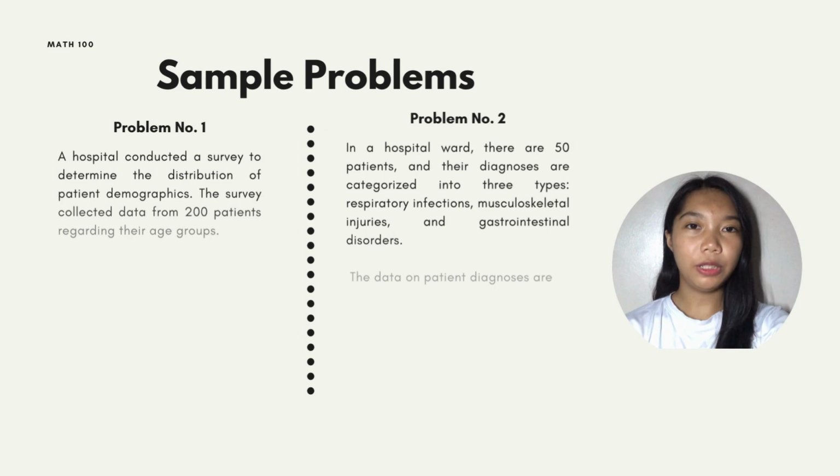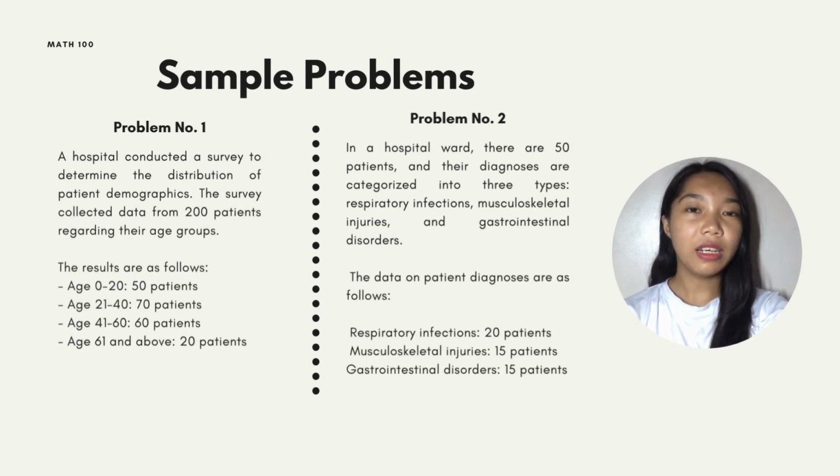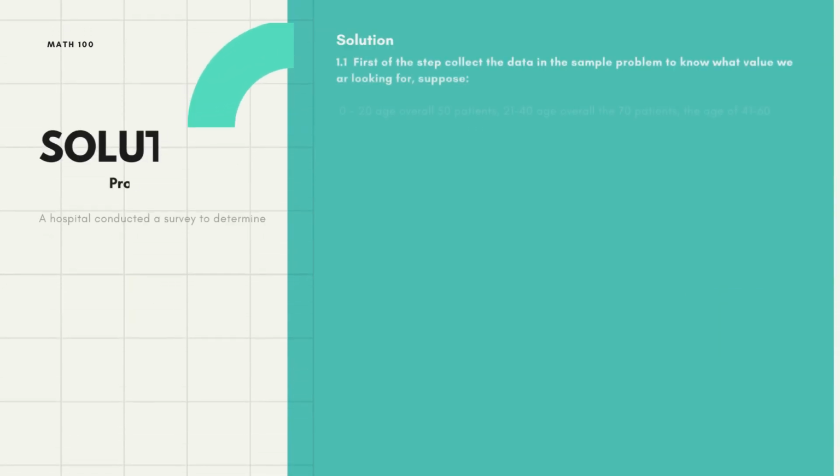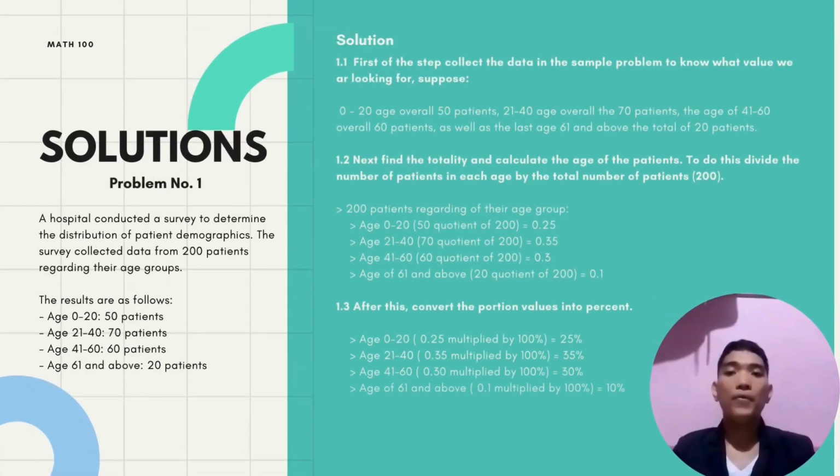Sample problem number 2. In a hospital ward, there are 50 patients and their diagnoses are categorized into 3 types: respiratory infections, musculoskeletal injuries, and gastrointestinal disorders. The data on the patient diagnoses are as follows: respiratory infections, 20 patients; musculoskeletal injuries, 15 patients; gastrointestinal disorders, 15 patients.